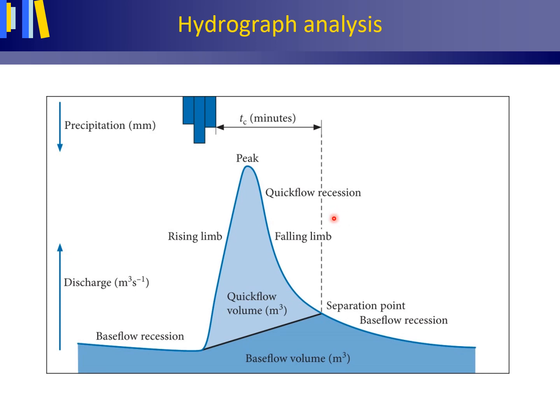The quick flow recession is part of the hydrograph with gradually declining quick flow. The base flow recession is part of the hydrograph with gradually declining base flow. Separation point is the point on the recession curve that separates the quick flow recession from the base flow recession. Inflection point is the separation point determined by assuming that the recession curve can be modeled as the discharge from linear reservoirs that represent quick flow and base flow. More on this shortly.